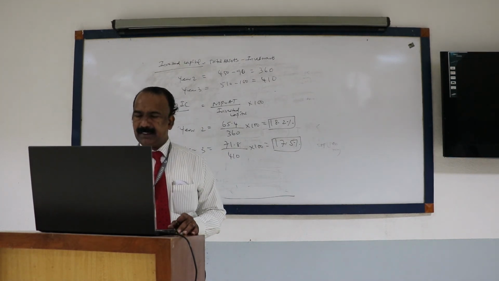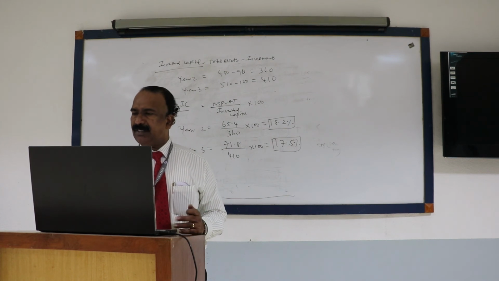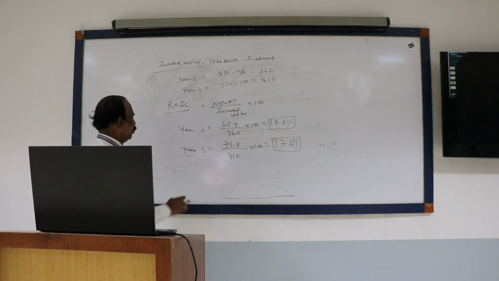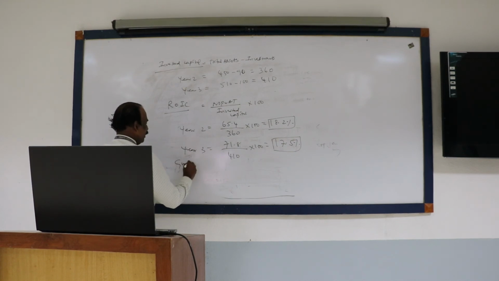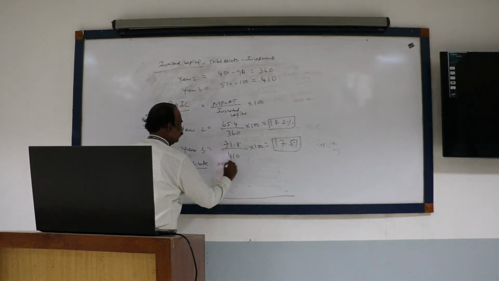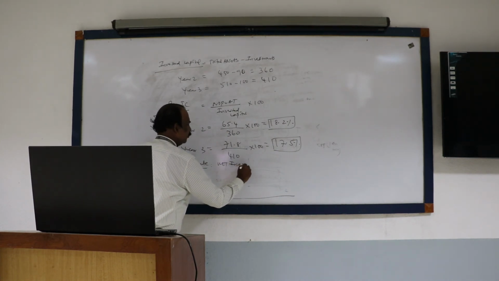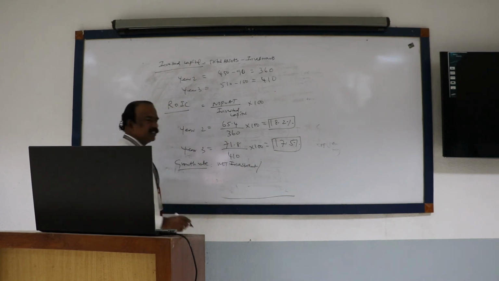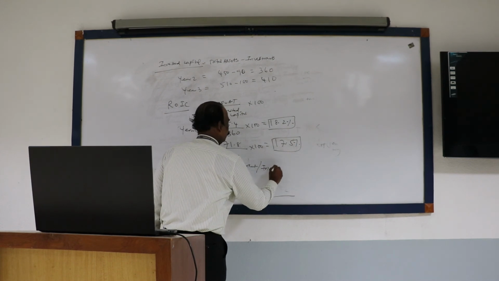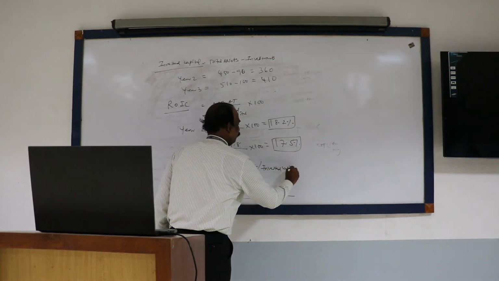Now, all this information we have, you just apply the equation and you get the figure. The growth rate of a company is net investment divided by invested capital into 100. So that will be the growth rate.